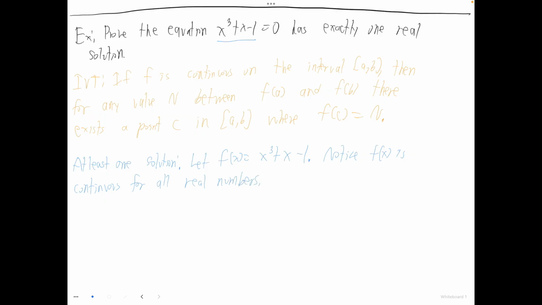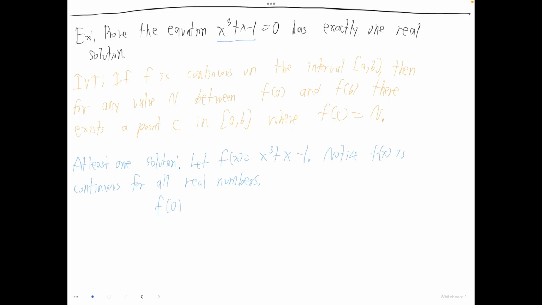Okay, it's a polynomial, so it's continuous everywhere. And so because of that, we're going to be continuous on any open interval, closed interval, a to b. Okay, so now what we do is we're going to find a place where we're less than 0 and a place where we're greater than 0. And then that forces us to be 0 somewhere.